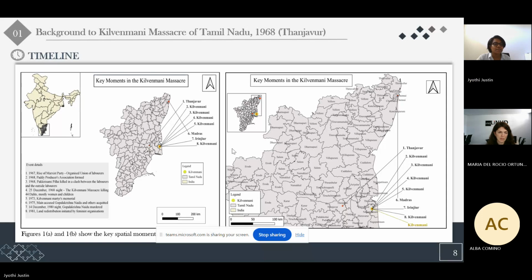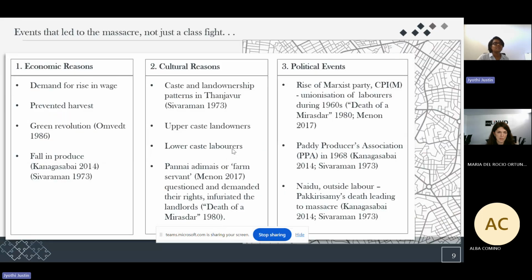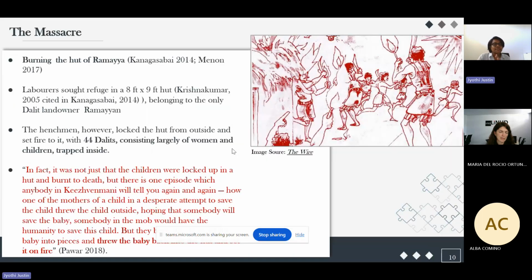landlords and lower caste laborers, and 44 Dalits who took refuge in a hut were burned alive. So this is the primary backdrop of the massacre. And as of now, we can see that there are economic, cultural, and political events that led to the massacre. And the primary research on the massacre, though there are multiple reasons, the caste aspect behind this massacre is not much researched in detail.